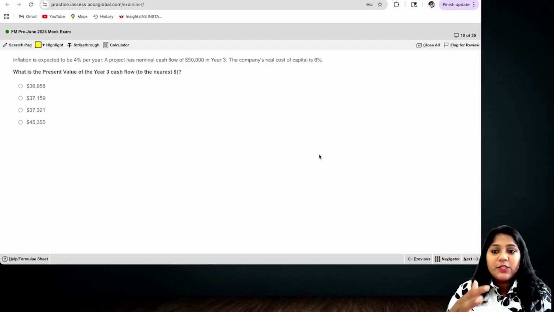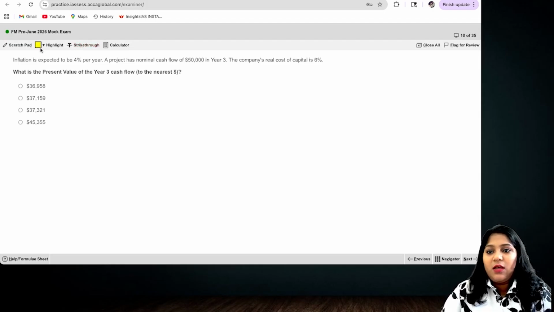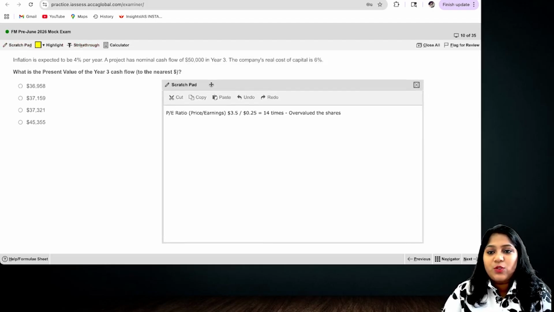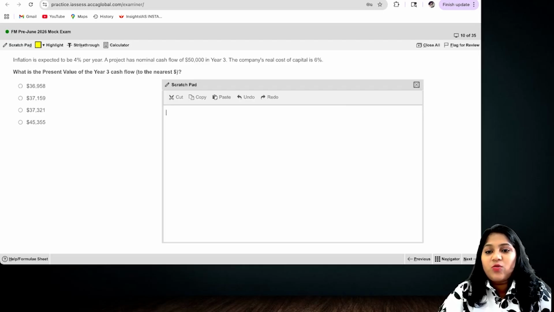So let's move to question number 10, everyone. Such a simple question once again. Inflation is expected to be 4% per year. A project has a nominal cash flow of $50,000 in year 3. The real cost of capital is 6%. What is the present value of the year 3 cash flow to the nearest $10? So what are they talking about, guys?